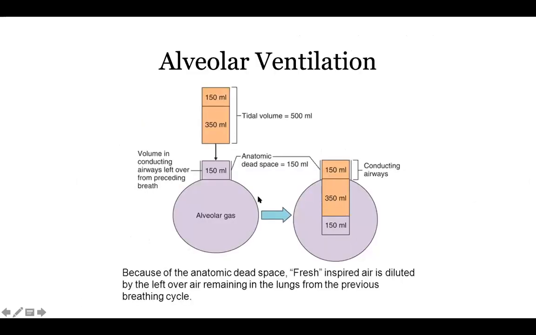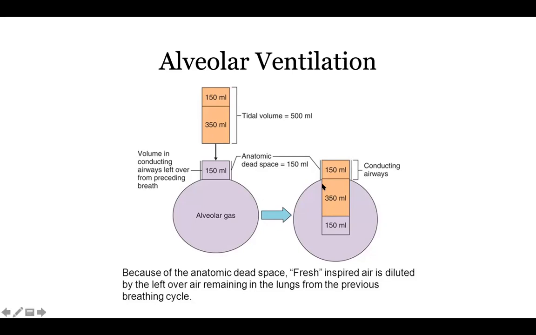Okay, now we're going to talk about the importance of alveolar ventilation. We already discussed minute ventilation in the previous part. This is one very important thing: when we are breathing, we are not completely replacing the air in our lungs, not even close. You know that the volume of air in the lung is 3 liters, right?